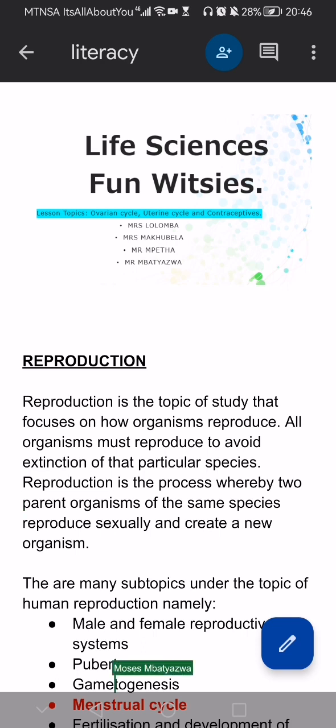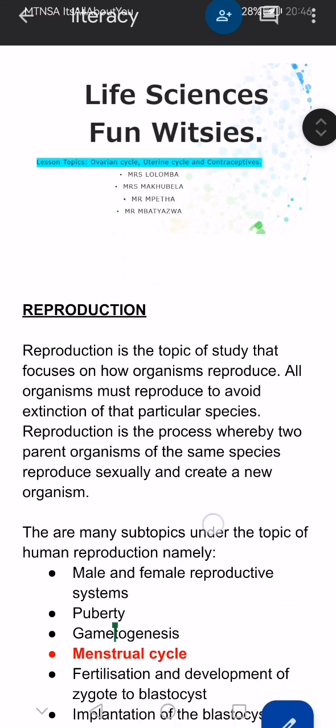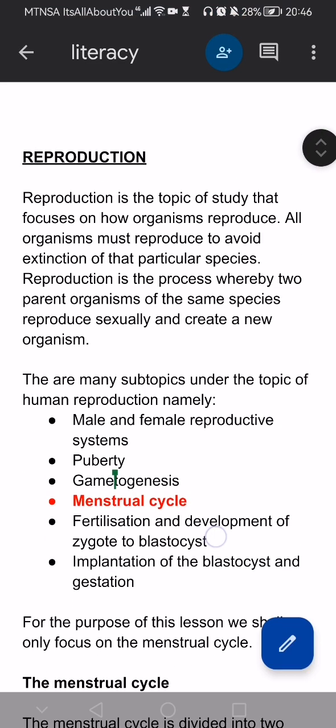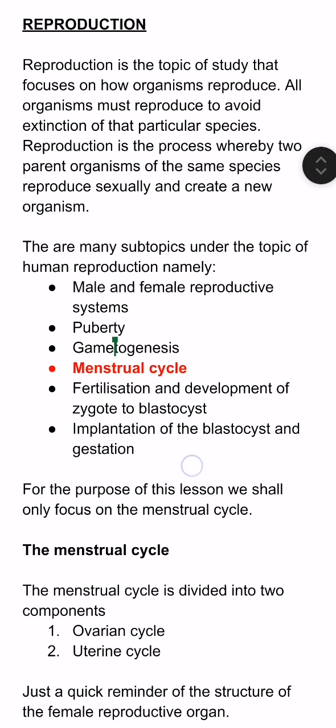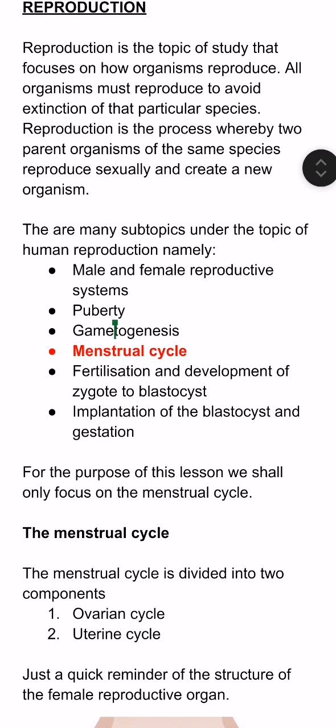So, today we'll be discussing the topic of reproduction, right? So, what is reproduction? Reproduction is the topic of study that focuses on how organisms reproduce. That is what reproduction is in essence. All organisms must reproduce to avoid extinction of that particular species. Reproduction is a process where the two parent organisms of the same species reproduce sexually and create a new organism.